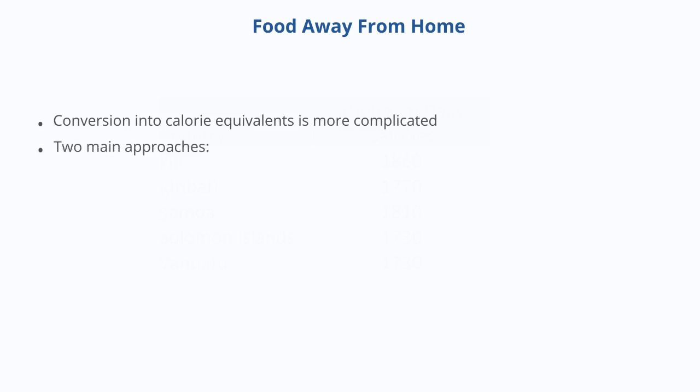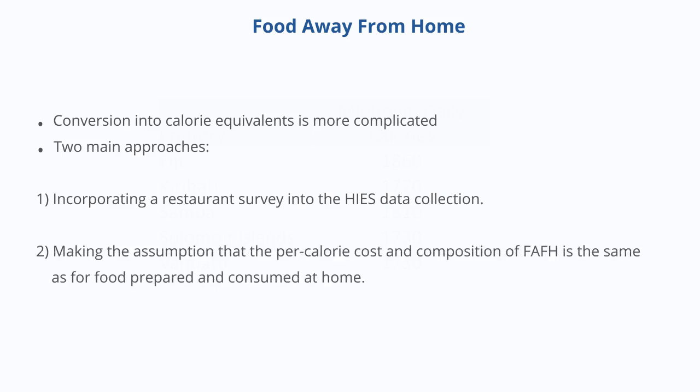As I noted, food away from home is an important share of the consumption basket, but it is difficult to accurately calculate the calories. There are two main approaches. The first is to incorporate a restaurant survey into HEIS data collection. This approach collects the consumption of common restaurant and street vendor meals by location, which are then converted into calories. An alternative is making the assumption that the per calorie cost of food away from home is the same as the per calorie cost of food prepared and consumed at home, and that the composition of food eaten in restaurants is similar to that prepared at home. This is an area of further research that we have not yet finalized the recommendations.